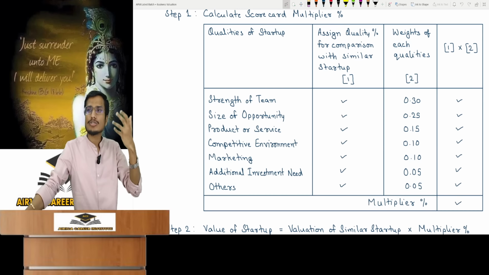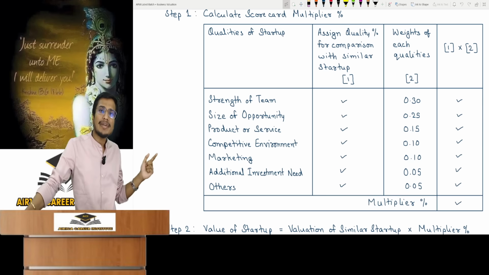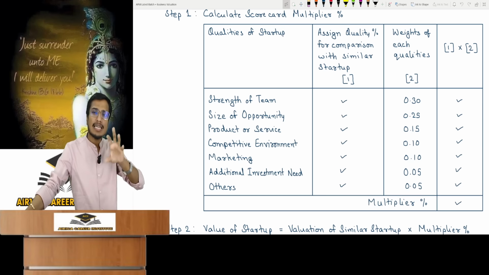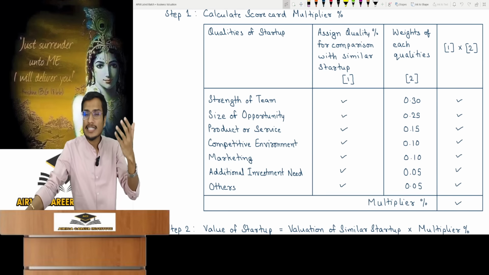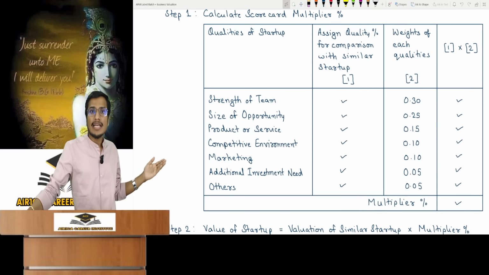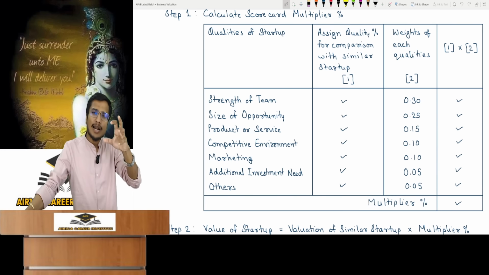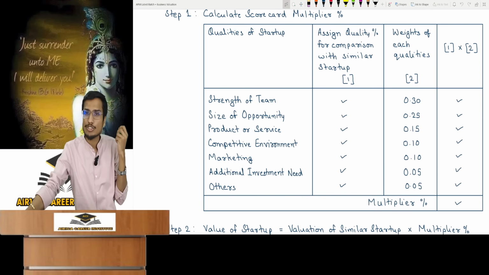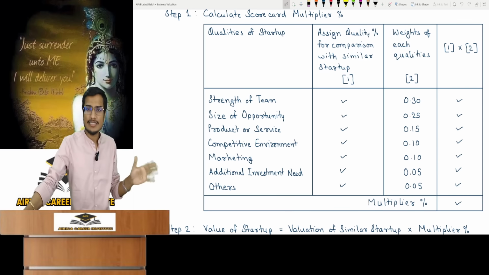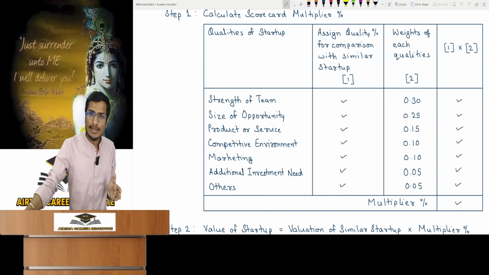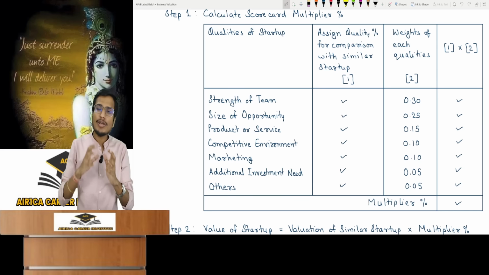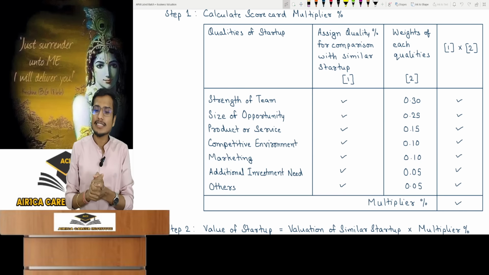Product and service. What kind of product and service is it? How is the competitive environment? Is there a lot of competition or less competition? Marketing. Is this startup capable of extensive marketing? After this, additional investment. Will this startup need more investment in the future? And other qualities are distinct. The qualities will always be fixed in this. Now you have to give marks to the startup based on these qualities. So how do you do that?